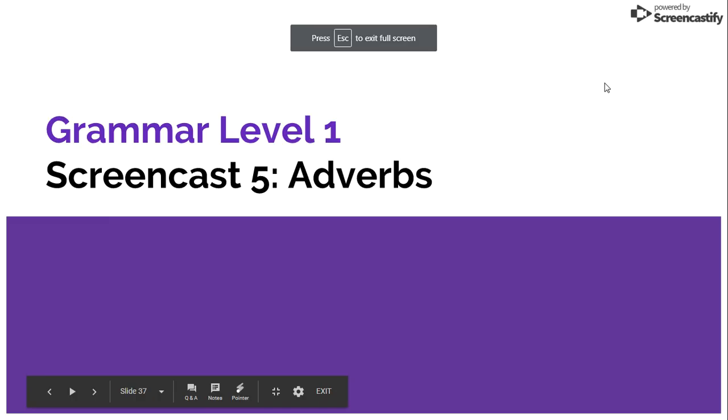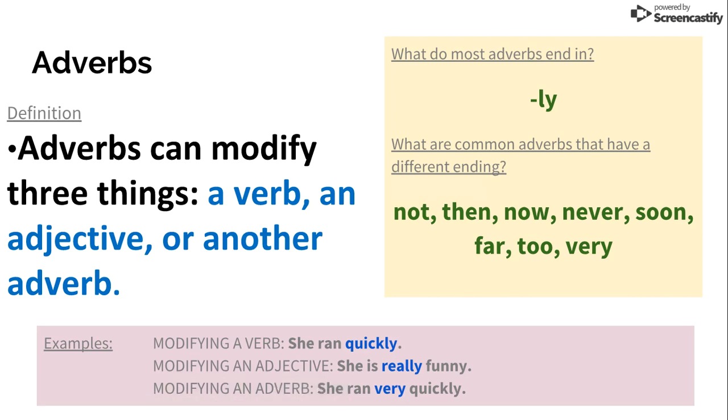Today we're going to talk about another type of modifier, the adverb. Like adjectives, adverbs also act as modifiers, but instead of modifying nouns, they modify three other parts of speech: verbs, adjectives, and even other adverbs.